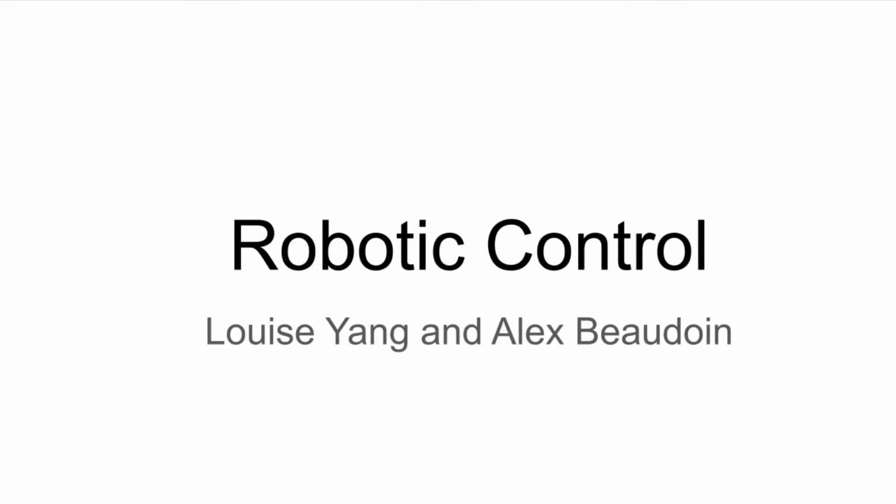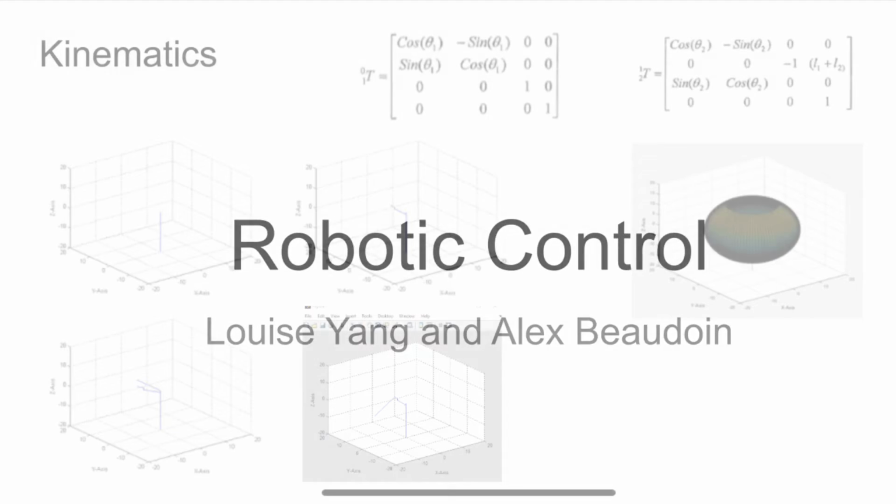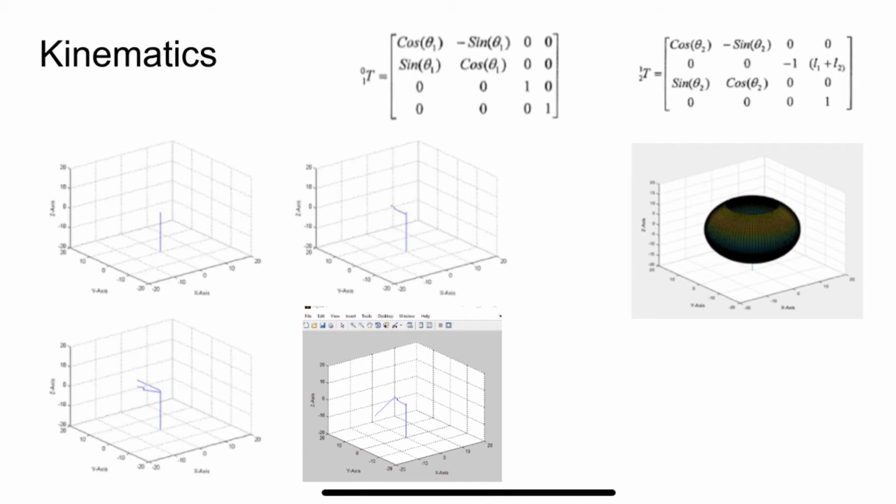This video will show how Alex and I created a self-erecting inverted rotary pendulum in both a real and simulated situation. We first modeled the kinematics of the inverted pendulum by creating a 2-axis robot simulation model. We used transformation matrices to convert points from one frame to another.